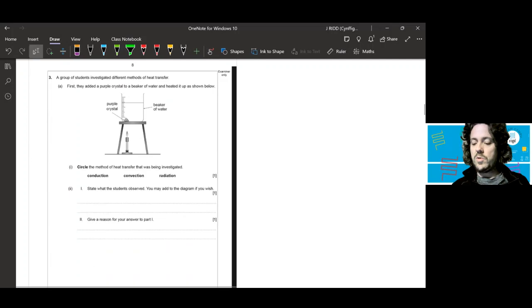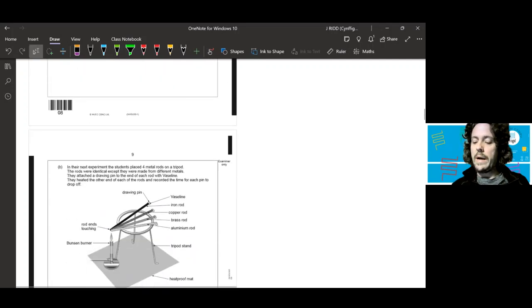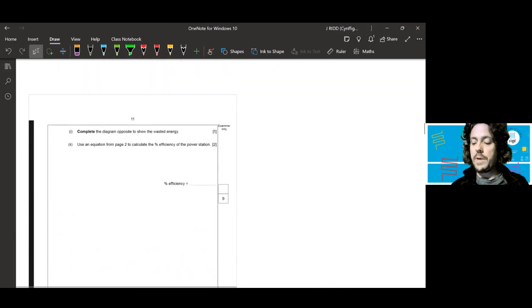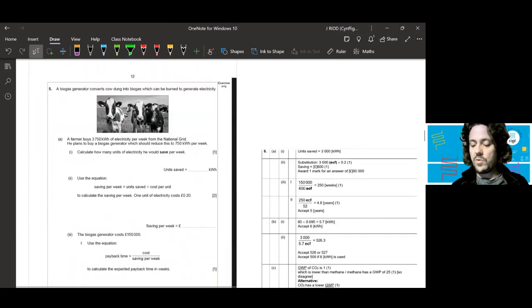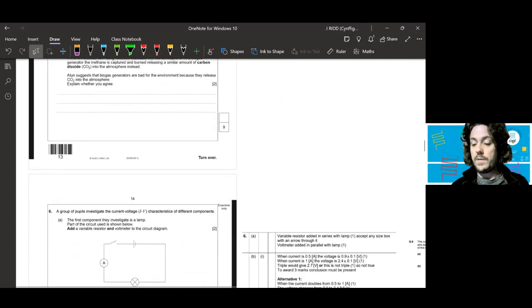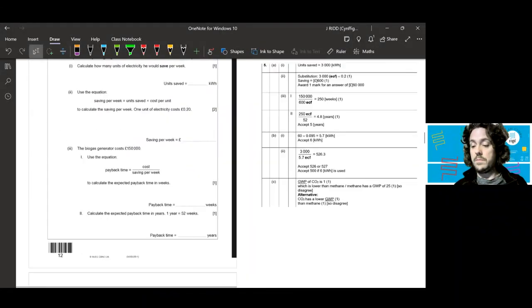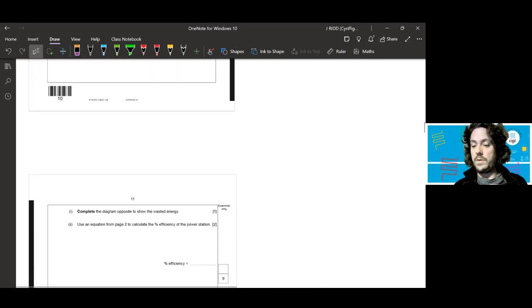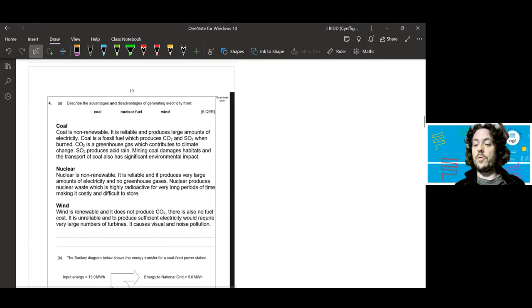And let's skip ahead now to a question on generating electricity, which was the other topic that I covered in the tutorial that I did recently. Have I gone too far? Sorry, I have as well, haven't I? My bad. Yes, so number 4.